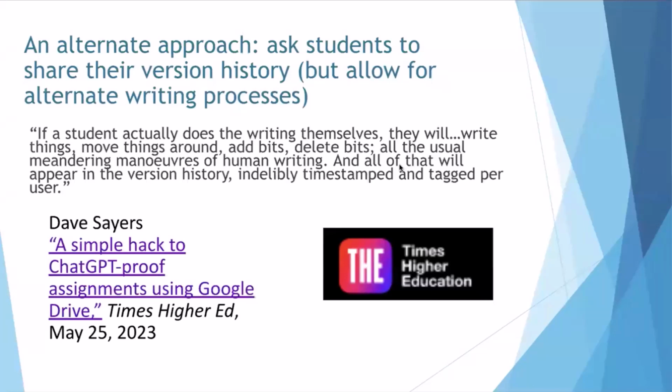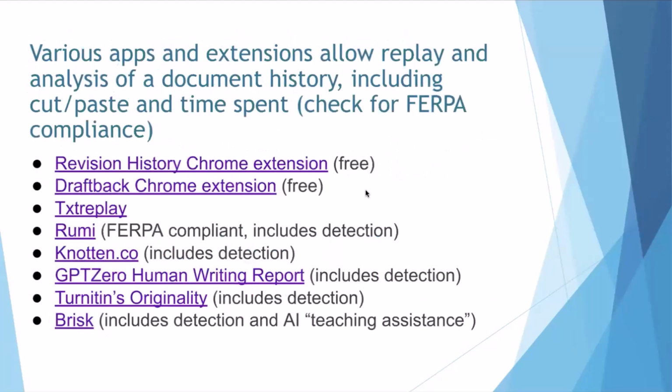Another alternative approach that I have been using is to ask students to share their version history on a writing assignment. And this is something I saw advocated by Dave Sayers in Times Higher Ed, just using Google Docs version history, noting that if students are doing their own writing, you will see some evidence of revision and correction of typos and moving things around. And so seeing that history can help us to get a sense of the writing process and can make it more difficult just to copy and paste a ChatGPT essay, right?